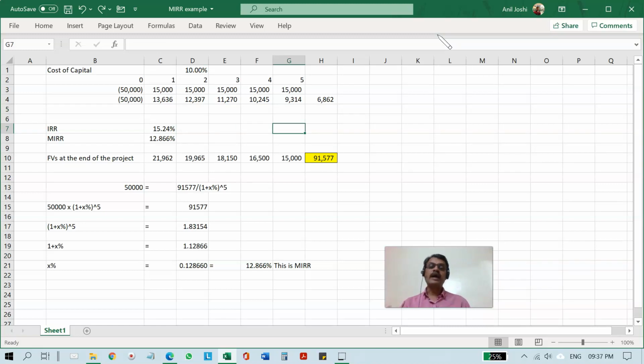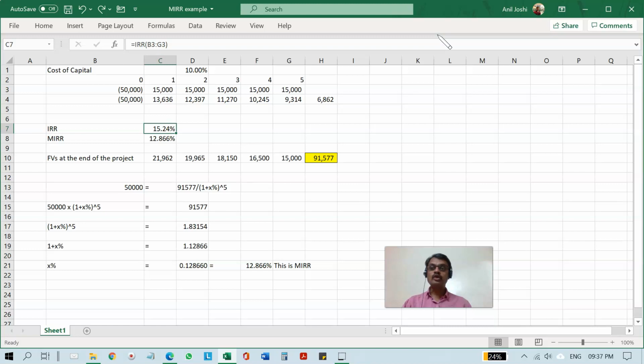But IRR assumes that no matter what the life of the project is, for every year you are going to get returns equal to 15.24%. That is the IRR, right? So it is basically an audacious assumption. It is an aggressive assumption that is made in this IRR logic.